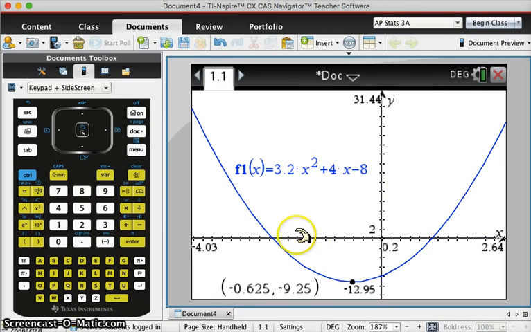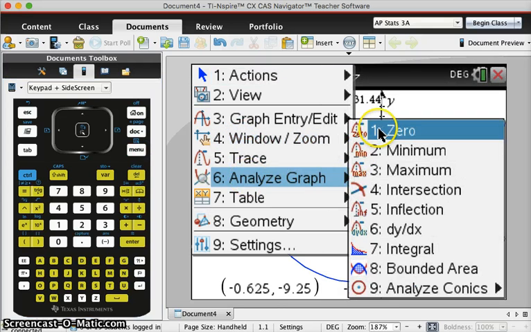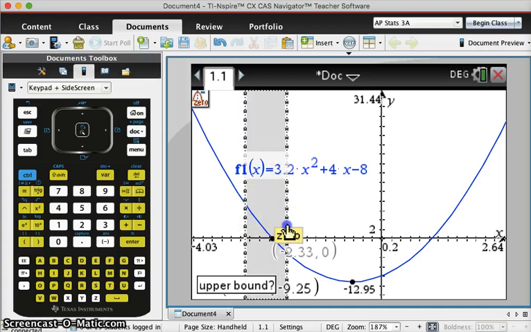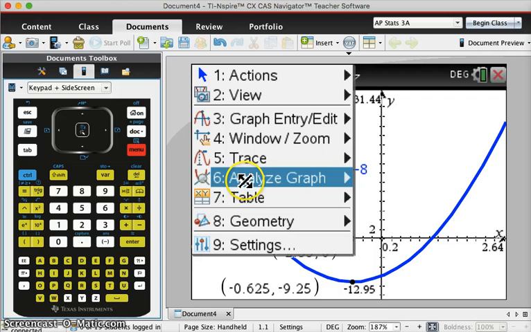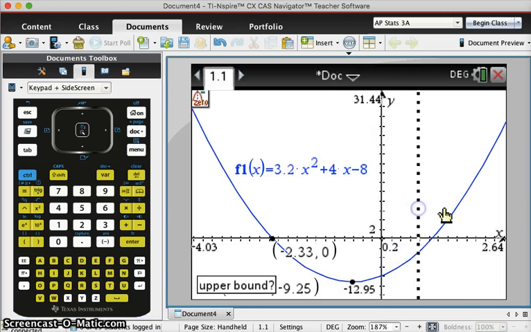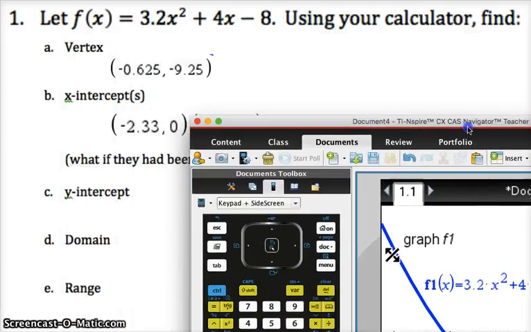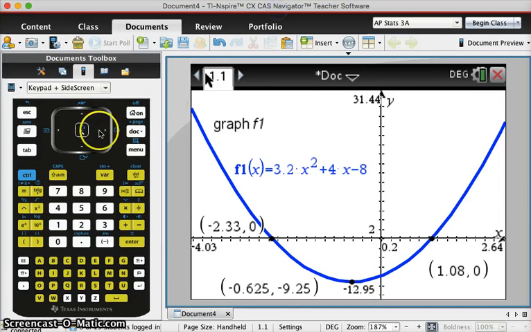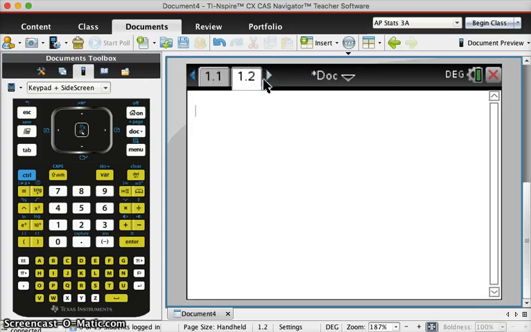X-intercepts would be where it crosses the x-axis. For that we want to use what's called zeros in analyze, zero, and again it wants a lower and upper bound. It'll do that one, and then same thing again, menu, analyze, zero, lower and upper bound, and I'll write those down. And there they are. Now if I wanted to solve for those without doing that algebraically, this is actually pretty easy. If I add a calculator page, I'm trying to find the values of x for which the function is 0.